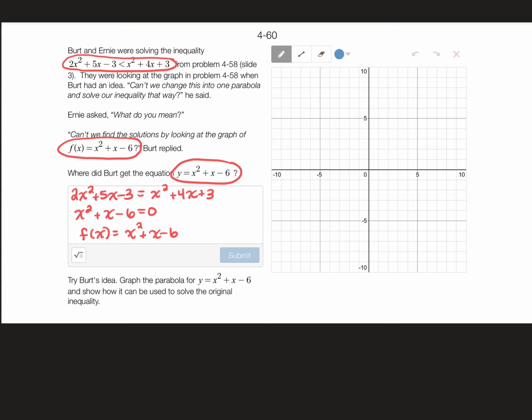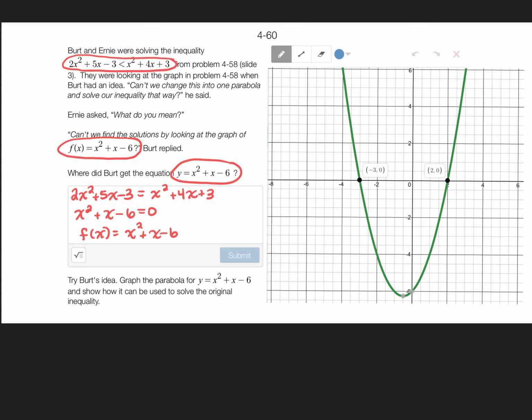Now, use Desmos if you'd like to graph that function, and let's take a look at what we have. All right, when we do that, what we end up with is this graph. Now, the solutions to this parabola, y equals x squared plus x minus 6, are basically our x-intercepts. So negative 3 and 2. So what we know is that our x values that satisfy that equation are 2 and negative 3.